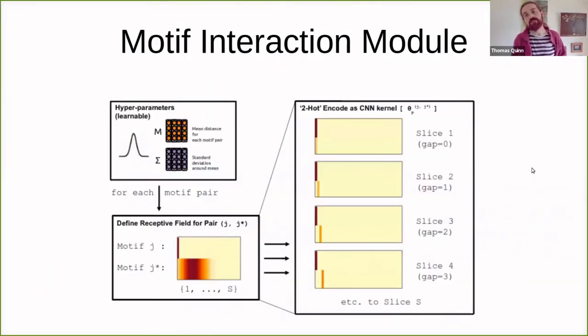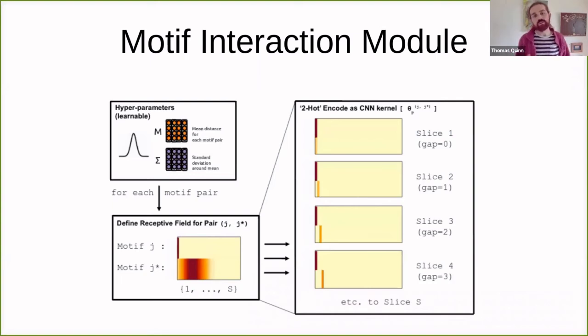So the novelty of this architecture is the motif interaction module. And what we do is we assume that this context dependence or this distance dependence is defined by a distribution, more specifically a Gaussian distribution, that has the hyperparameters mu and sigma. And that distribution is unique for each motif pair, where there is some optimal distance between that pair, which is mu, and some variation around that optimum, which is sigma. And these are hyperparameters of the neural network.